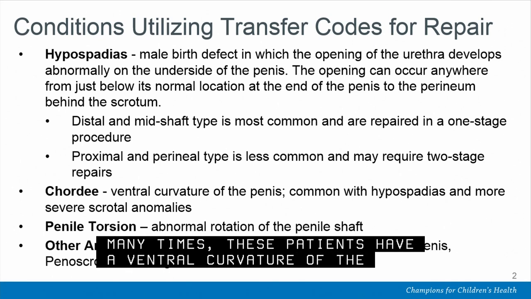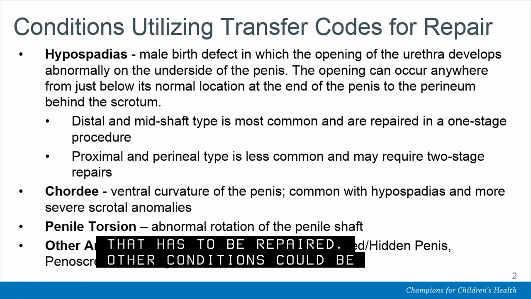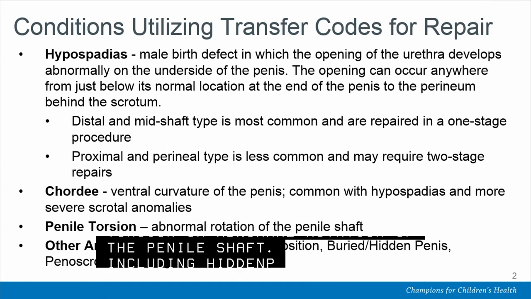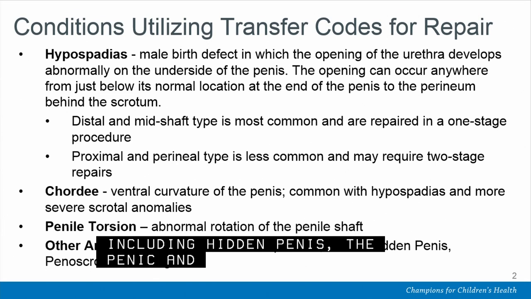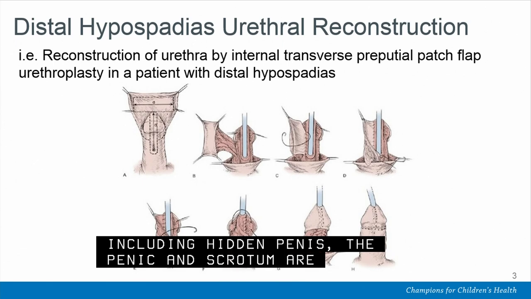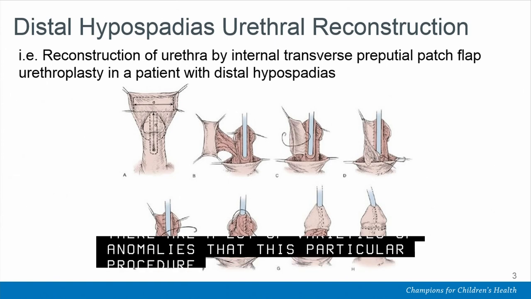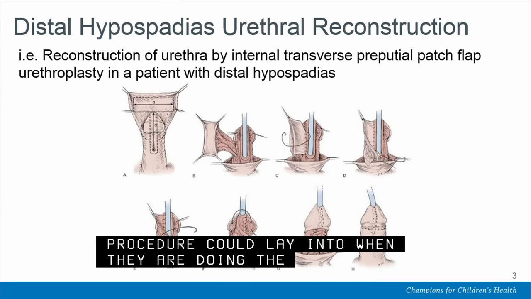Other conditions could be penile torsion or abnormal rotation of the penile shaft itself, as well as buried or hidden penis, and penoscrotal transpositions where the penis and the scrotum are transposed. So there's a lot of variety of different anomalies that this particular procedure could play into when they're doing these repairs and these reconstructive procedures. So I'm moving on to slide number 3.